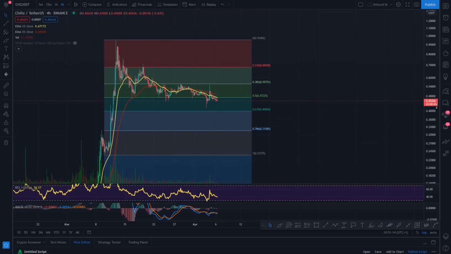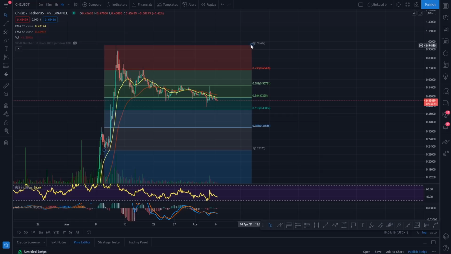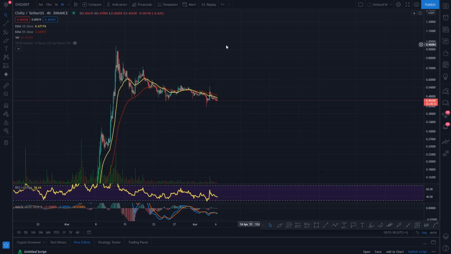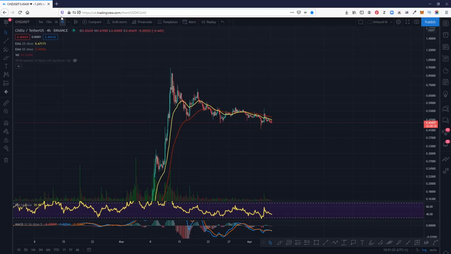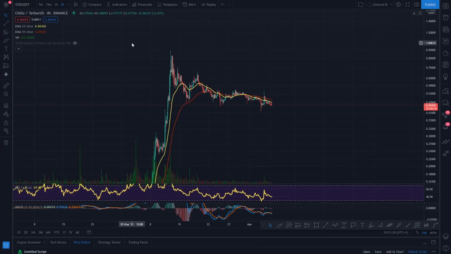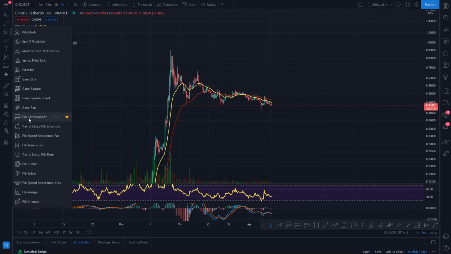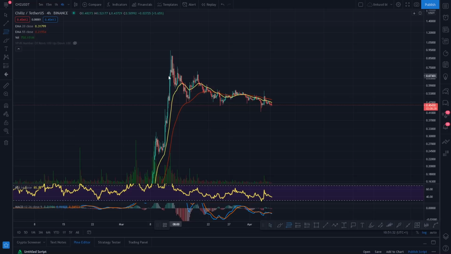Someone says, how can I draw the fibs like you? Okay, so I'll give you a tutorial here. I use the 4 hourly time frame, so it's a bit easier to work with. You go down to the third column there, and you go to the Fib Retracement. You click on that, and you go from the top to the bottom.